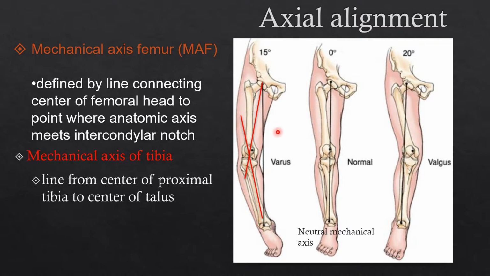Here it is 15 degrees of deformity. Now coming to this diagram, we draw the mechanical axis of the femur and the mechanical axis of the tibia. We get 20 degrees of valgus deformity. In the middle figure, when the mechanical axes of the femur and tibia form 0 degrees, it is called the neutral or 0 degree mechanical axis.